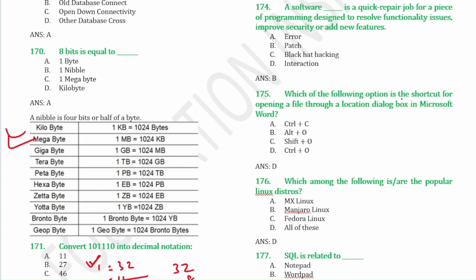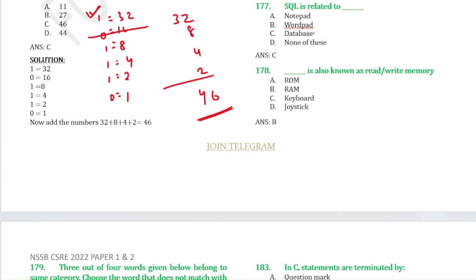Next question, which of the following options is the shortcut for opening a file through a location dialog box in Microsoft Word? So that is Ctrl+O. Which of the following are the popular Linux distros? So all of this. SQL is related to the database. Dash is known as read or write memory, so RAM. ROM is only for read. RAM is both for read and write memory.